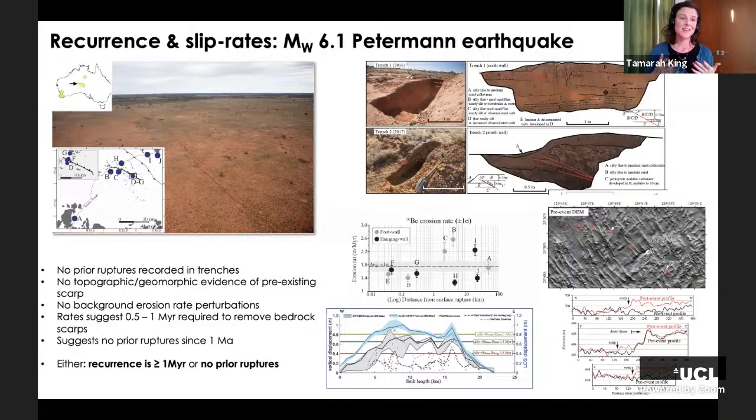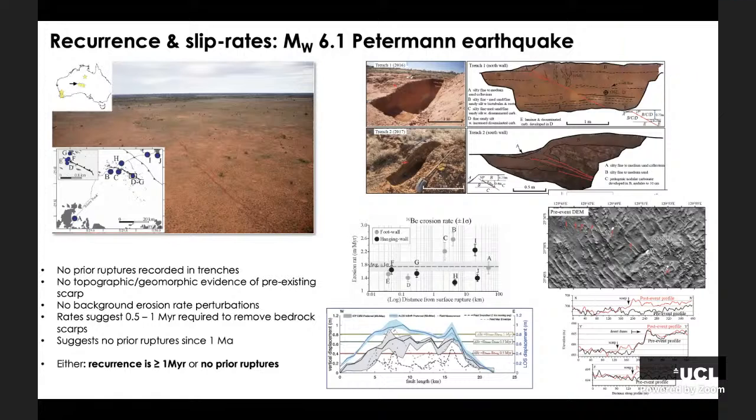And so recurrence is either over 1 million years, or there's just been no earthquakes on this fault ever before. Before 2016. Sorry, yes? Tamara, you have 3 minutes.